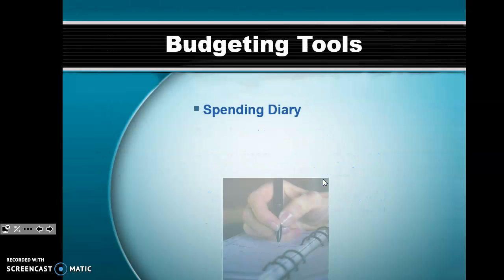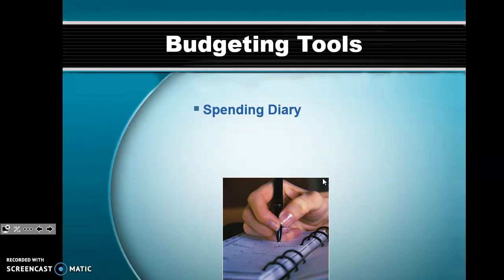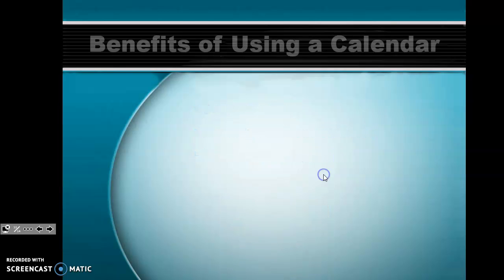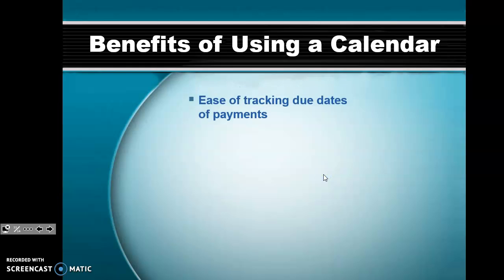So the budgeting tools that you can use for this is a spending diary. Could be as simple as a spiral notebook to just write everything down that you spend. You could use a monthly payment calendar, and that would allow you to keep everything down on the day that it's due. You have an evaluation of your spending, and the benefits of using the calendar, it would be easy to track your due dates of the payments that you have to make. You can avoid late payments.